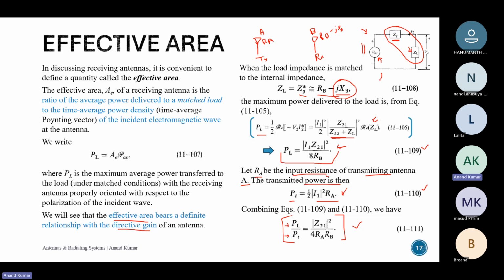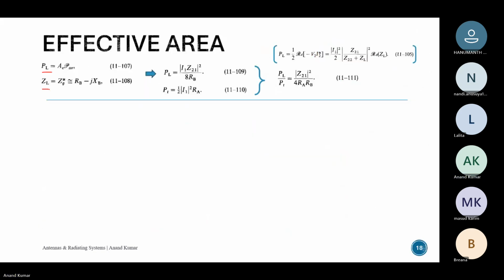Okay, so we have taken the circuit. We're trying to solve it for maximum power transfer over here. So Zg is equal to the complex conjugate of ZL or vice versa. And we've calculated the maximum power at the load and the transmitted power from the transmitter. We've taken their ratio. From these two expressions, we got this. Combining these two, we got this.